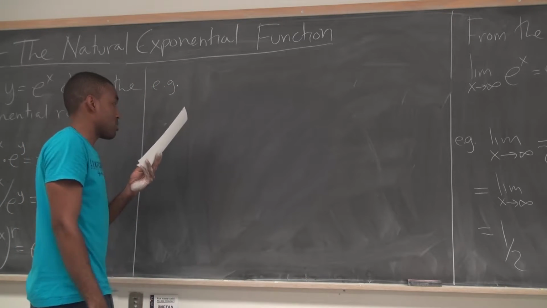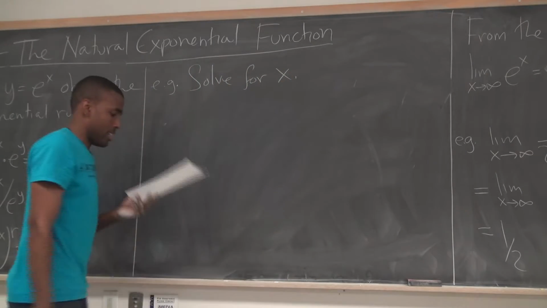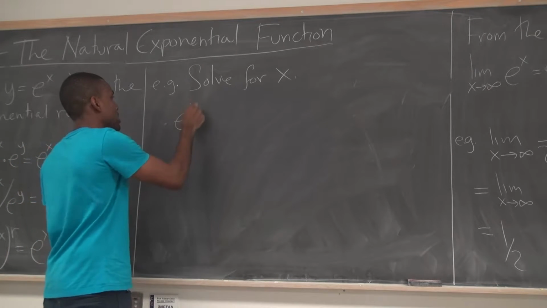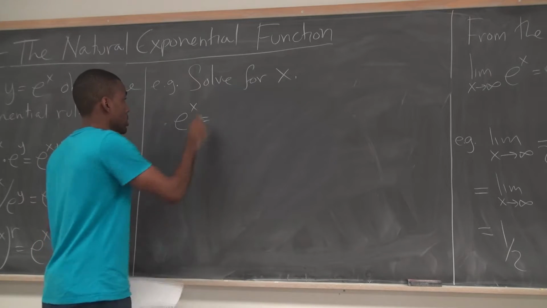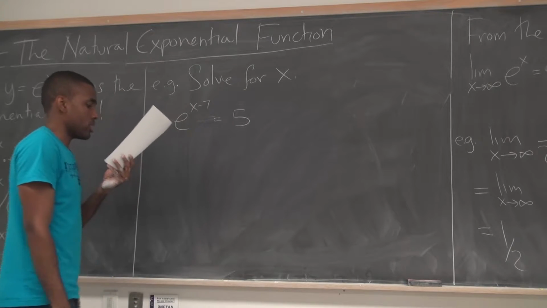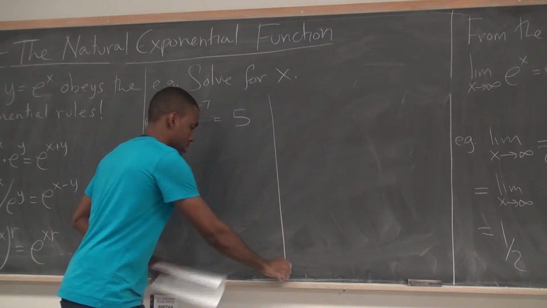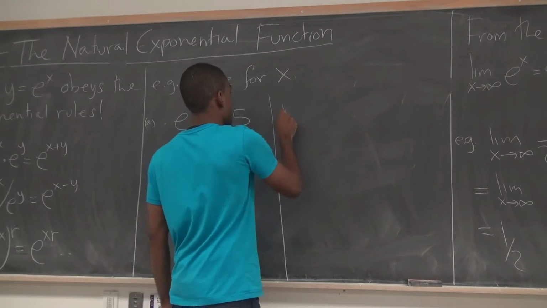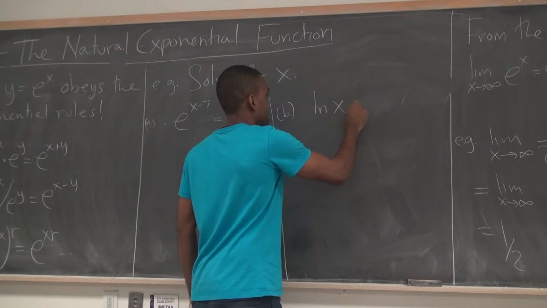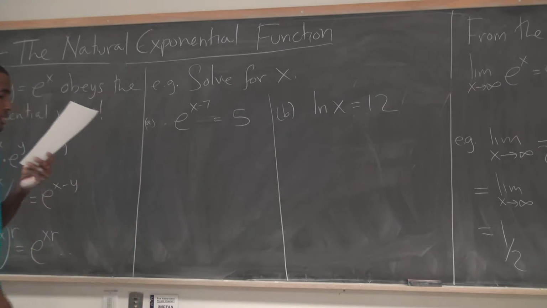Let's make sure you can actually solve some equations. Solve for x. Then am I going to tell you? Yes, after this I tell you. Okay, so let's say I had e to the x minus 7 equals 5. Solve for x. What about b? What if I said something like ln of x equals 12? Solve for x.